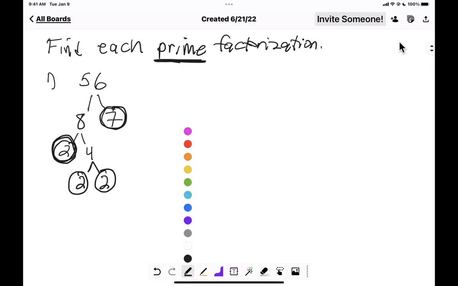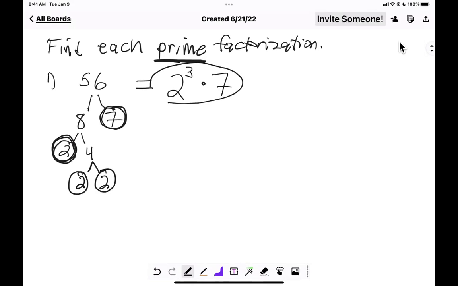So now I just have to write my answer. The answer is everything you circled, but remember, it's multiplying. I am not going to put 2 times 2 times 2 times 7, because prime factorization wants the shortest method. So how many 2's do I have? I had 3 2's. 2 to the 3rd times 7. That is my answer. You always use exponents if you have more than one of the same number.